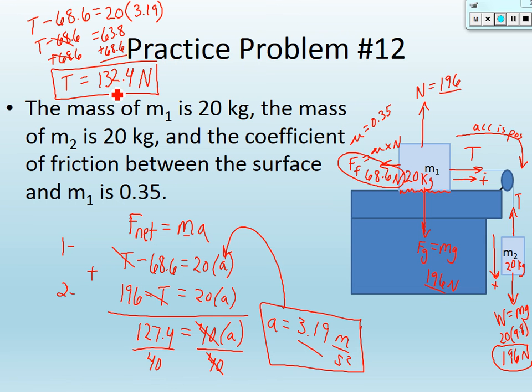Okay, but before we go on, let's check our tension, 132.4 newtons. Let's look at M1. Is tension greater than force of friction? And it is. So this block will move to the right, which is what we said it would do. Is 196 on M2 greater than 132.4? And it is, so it is going to move down. So that does make sense.